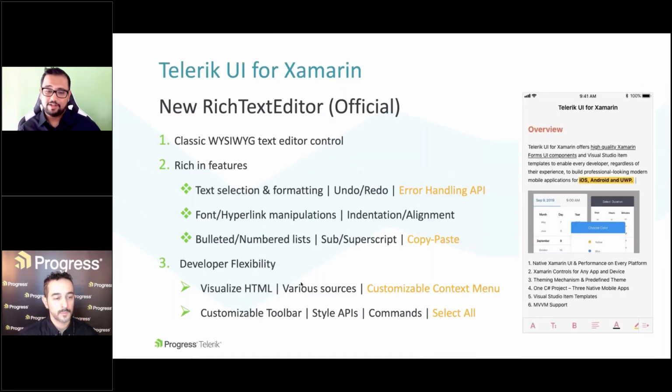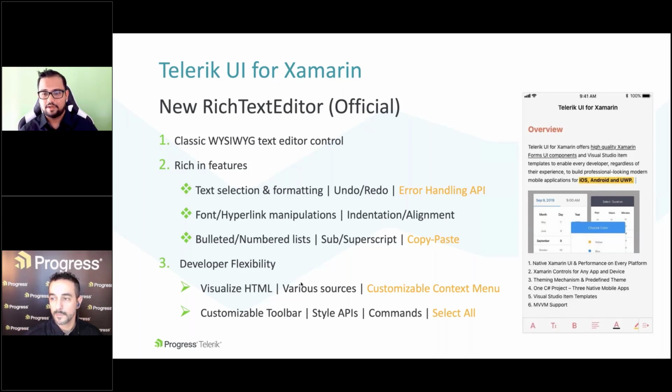The rich text editor. This was a control we had in beta last release in R3 of 2020, and we added a whole bunch of things to make it full on ready. And now it's officially ready for your production usage. It is the classic WYSIWYG text editor, but you just expect that to be working on your mobile form factor. It's got all of the features that you expect: text editing, fonts, hyperlinks, indentations, bullets, numbered lists. It's got everything, but we have added a whole bunch of things as well.